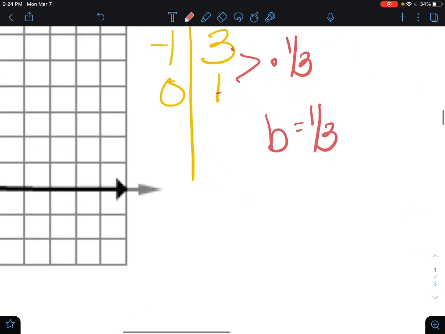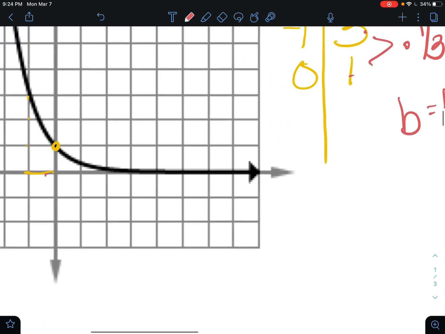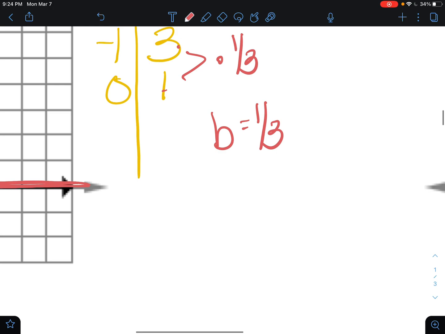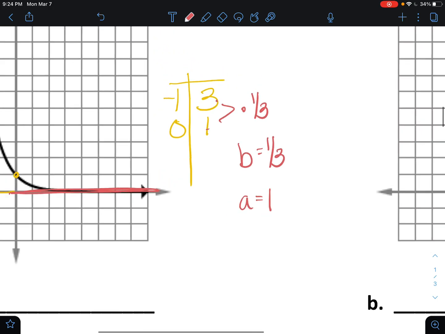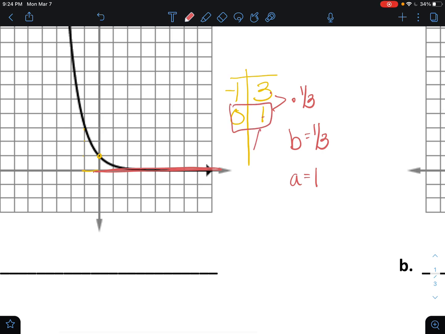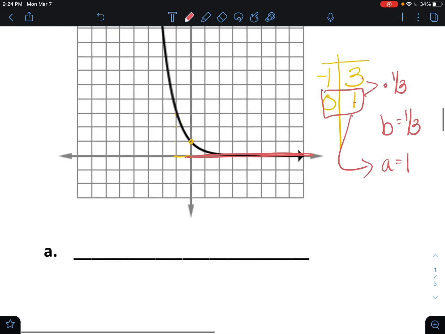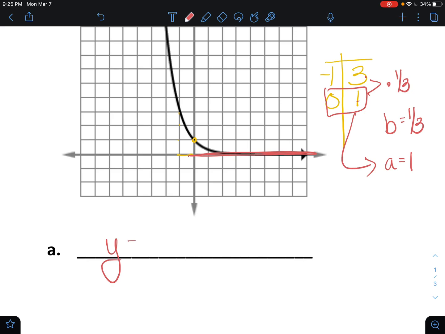We weren't kidding. There is not a shift because our asymptote is still at 0. That means our a value has to be our y-intercept, which is 1. So we're going to write our equation. We've got y equals 1 times 1/3 to the x.